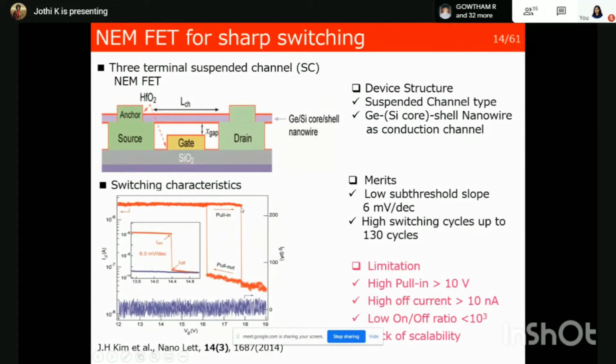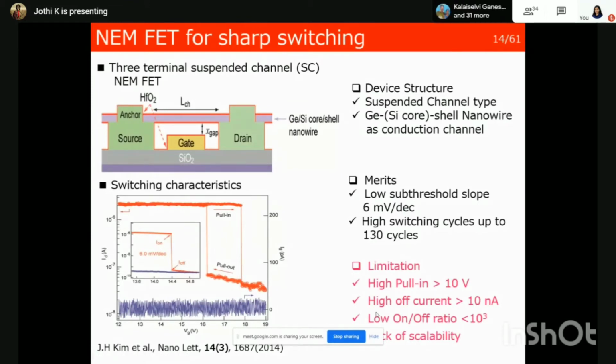But here the causing mechanism is different. This is one of the best literature papers available, published in Nano Letters. Here are the merits and demerits of the reported switch. But this is not so far a great switch.